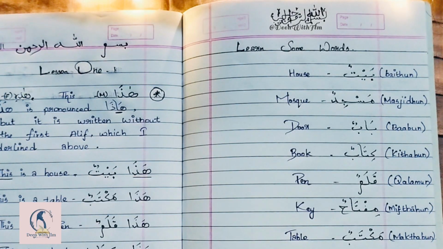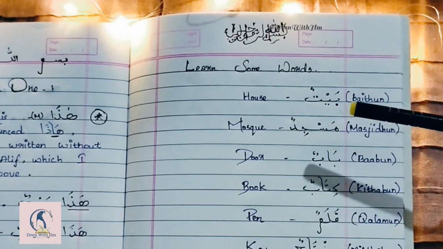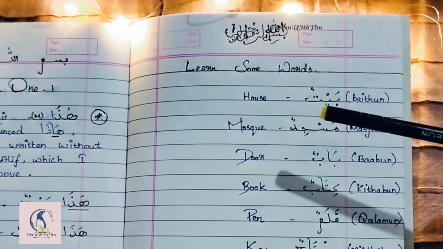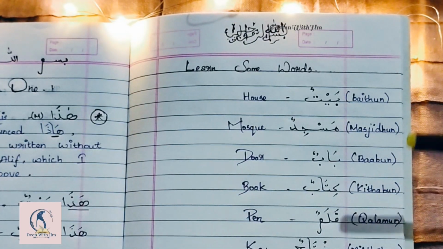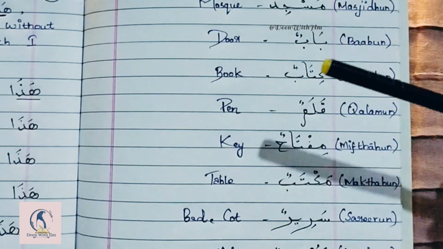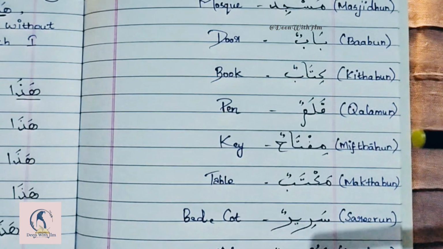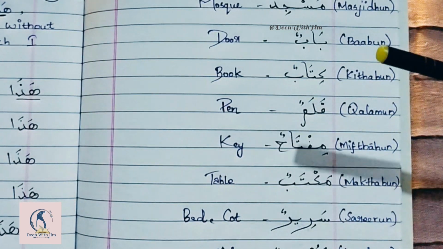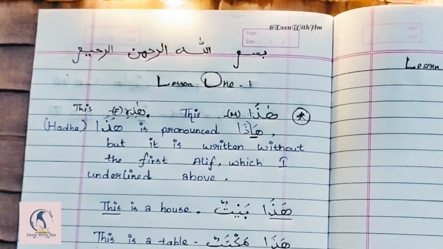Bismillah, Rabbi zidni ilman. Baitun, house. Masjidun, mosque. Babun, door. Kitabun, book. Qalamun, pen. Miftahun, key. Maktabun, table. Sarirun, bed. Now get into the lesson.